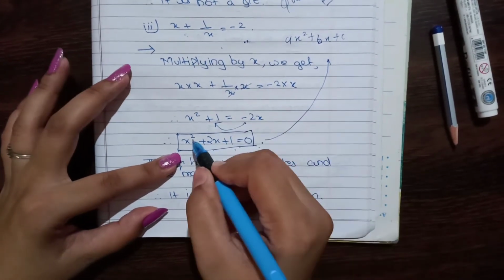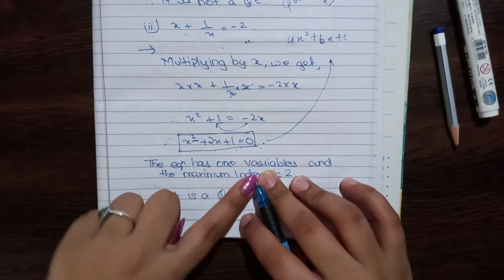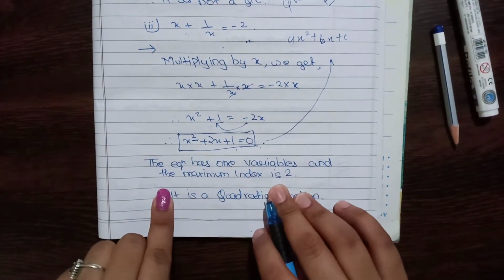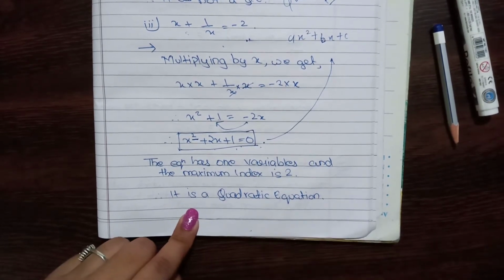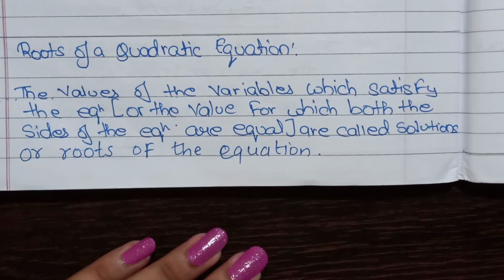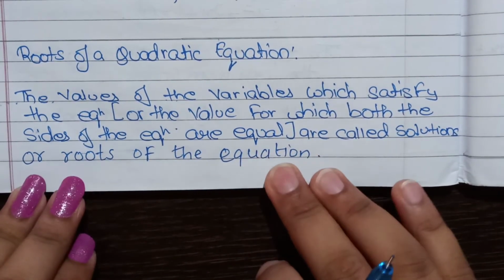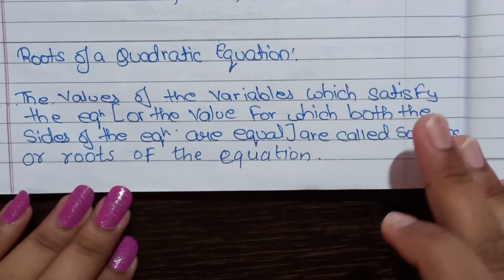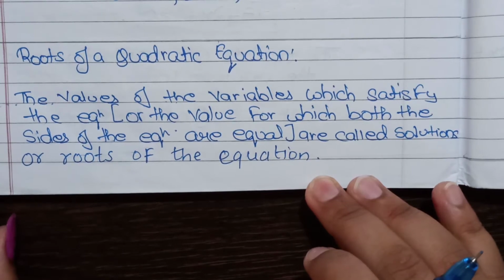Why? Because the maximum index is 2. So the equation has one variable and the maximum index is 2. So that's why it is a quadratic equation. So after that we are going to see the roots of quadratic equation. This term we are going to learn further. So first of all, we would see what is roots of quadratic equation.